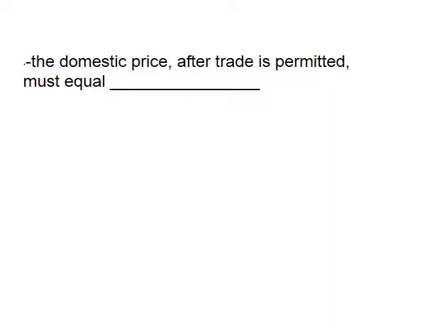So the domestic price after trade is permitted must equal the world price. Assuming that the goods are identical, we can't have two price structures. We can't have a higher domestic price where people say, well, hey, we'll buy that because it's Canadian, unless they've done some incredible advertising campaign for an identical good, which is unlikely to be successful.